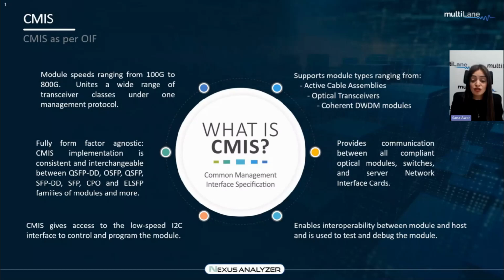CMIS, again, is the Common Management Interface Specification. It is really the universal language for all data center interconnects. It's a language that modules and hosts use to communicate with one another. CMIS can be implemented on any type of pluggable, be it an optical transceiver or an active cable, and it's also implemented on the host side, so on servers, on routers, or on line cards and switches. Its goal is to really enable interoperability in data centers or lab environments.